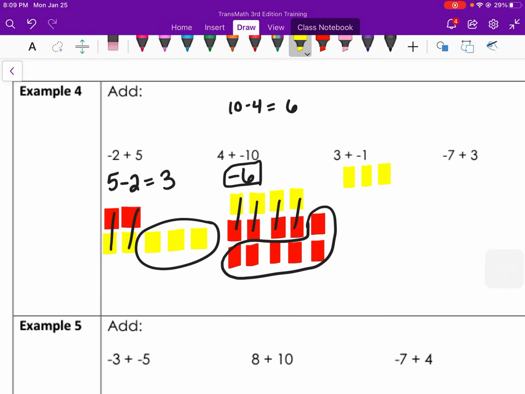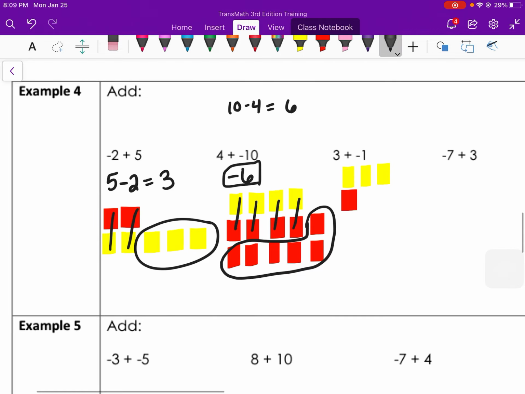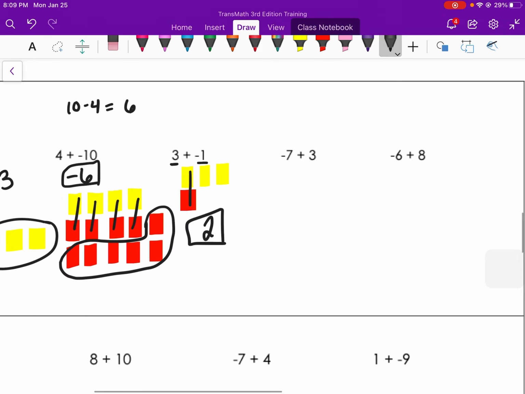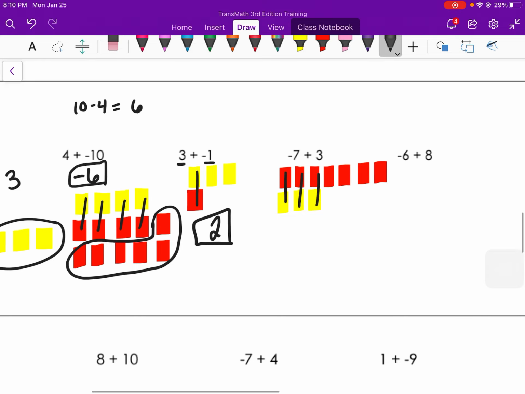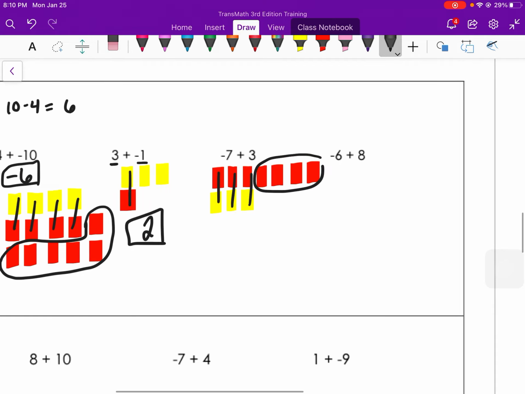Positive 3 and 1 negative. So this time it's going to be 3 minus 1. And there are 2 positives left. So you subtract and you always keep the sign of the bigger number. 3 is bigger than 1, so the answer is positive 2. Negative 7 and 3 would be negative 4 because you have 1, 2, 3, 4, 5, 6, 7 negatives and 1, 2, 3 positives. So 7 take away 3. You have 4 negatives left.